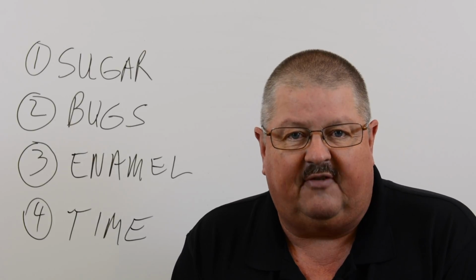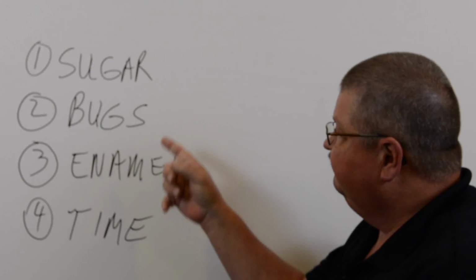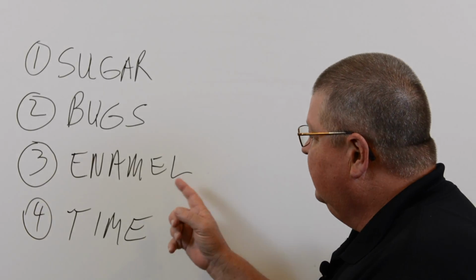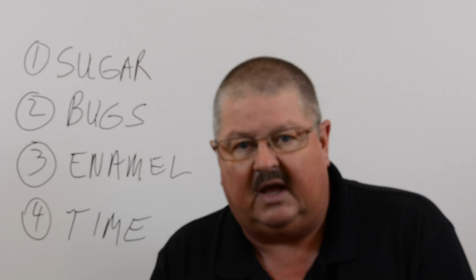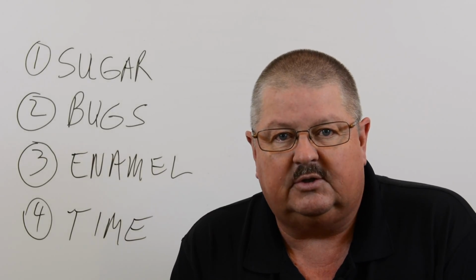There are four basic factors, and they're on the board behind me. You've got sugar, you've got bugs, which are the bacteria that inhabit our mouth, you've got teeth, which are covered with a substance called enamel, and you have time. So I'm going to talk about each one of these individually. Let's talk about sugar first.